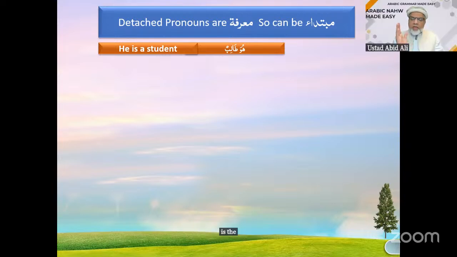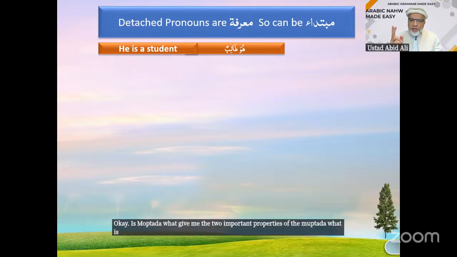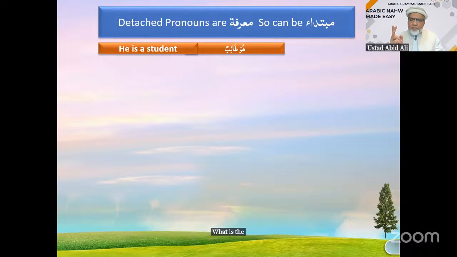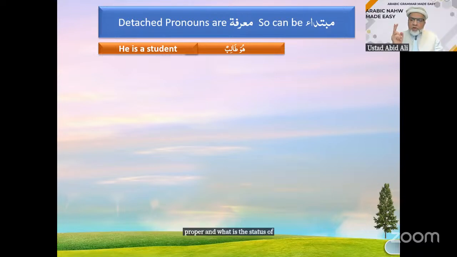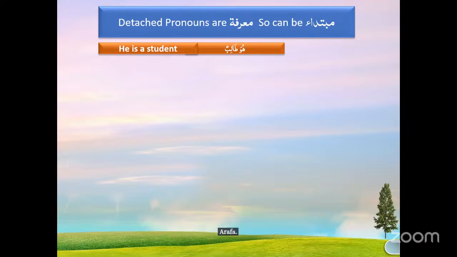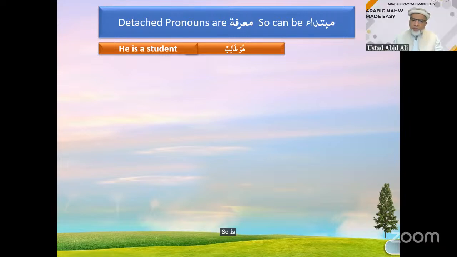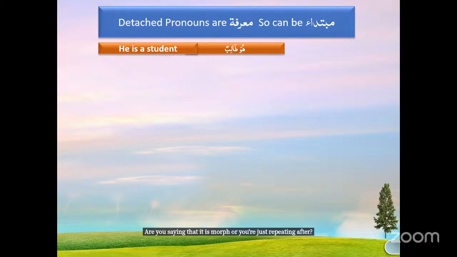Okay. Give me the two important properties of the mubtada. What is supposed to be in a nominal sentence? What is the type of mubtada? This is proper. And what is the status of the mubtada? Rafa. So is huwa marifa? Are you saying that it is marifa, or you're just repeating after me? It is marfa because that's the mubtada.